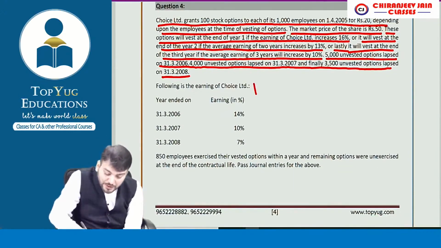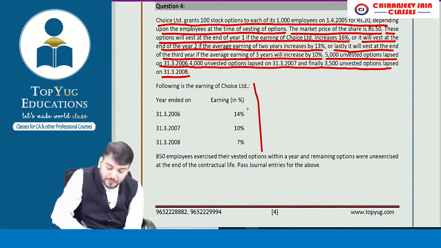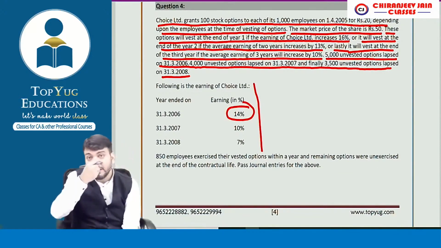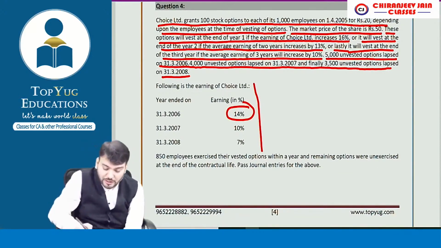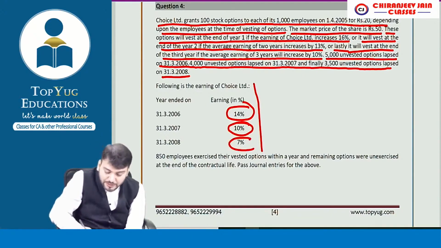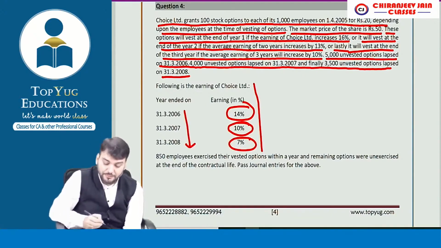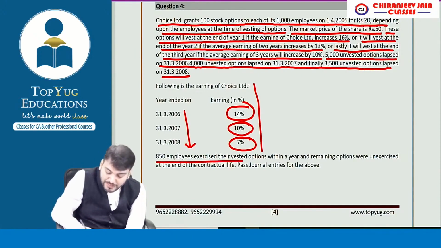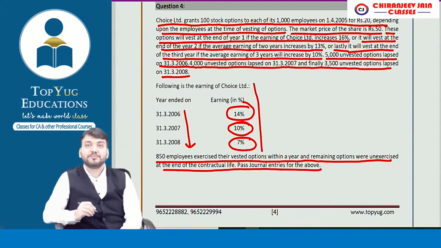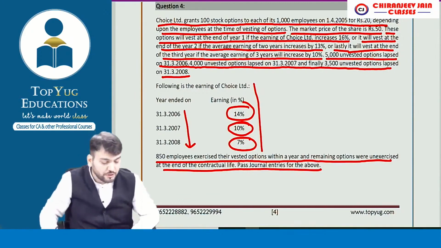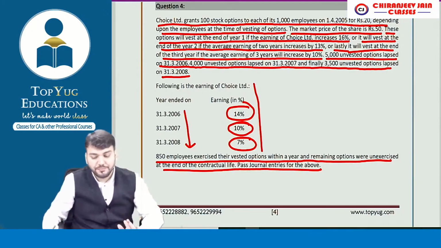Now following is the earning of Choice Limited. The actual position for the years ending 31st March 2006 onwards is 14%, 10% and 7% in these 3 years. 850 employees exercised their vested options within a year and the remaining options were unexercised at the end of contractual life. Pass journal entry for the above. Correct? Understood? So you can do the journal entry.